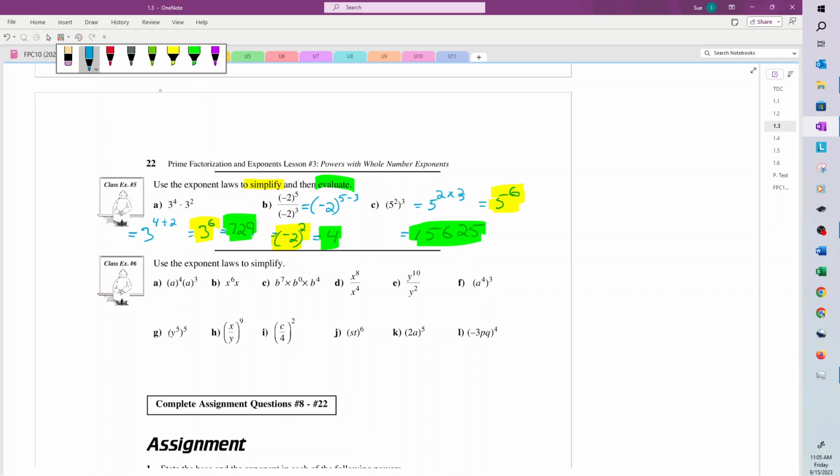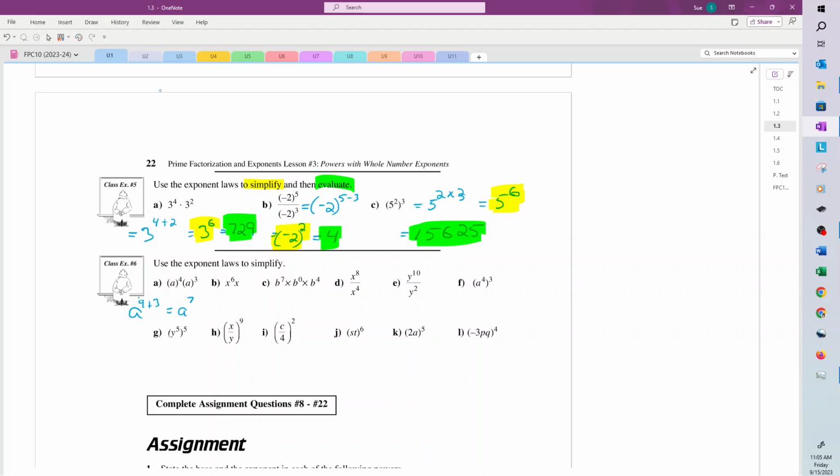The point of this is to be able to use the exponent laws. If I made this a to the 712 times a to the 14, you can add those numbers. I don't want you to have to write all that many a's out and then count them up. That would be crazy.